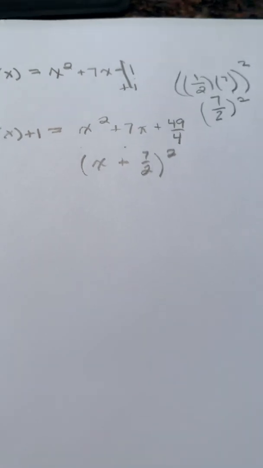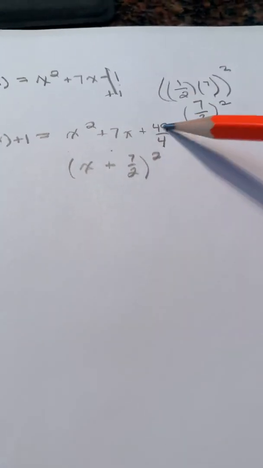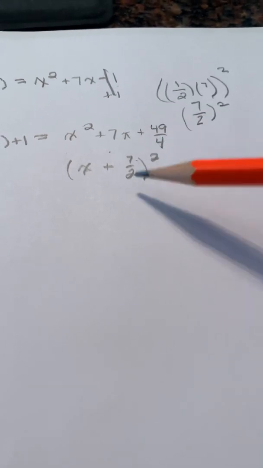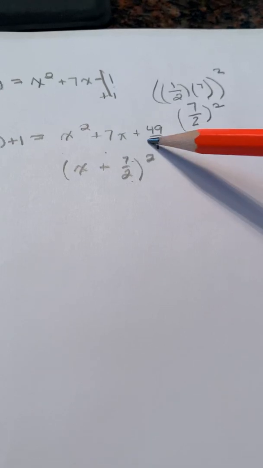Okay. So when we open this up, we're going to have x plus 7/2 here. You take the square root of x squared, you get x. You take the square root of 49, you get 7. Square root of 4 is 2. So this is a perfect square trinomial.